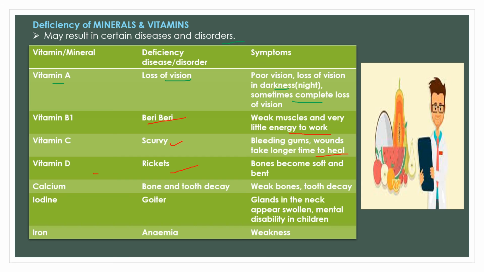Next is calcium. Calcium is one of the minerals. And what is the deficiency disease? Bone and tooth decay. That means you may have weak bones and tooth decay. Next is iodine. We get goiter. What is goiter? It is when the gland in the neck appears swollen, and it also causes mental disability in children. The last one is iron. That is also a mineral deficiency and it causes anemia. And what does anemia do? It causes weakness in our body.